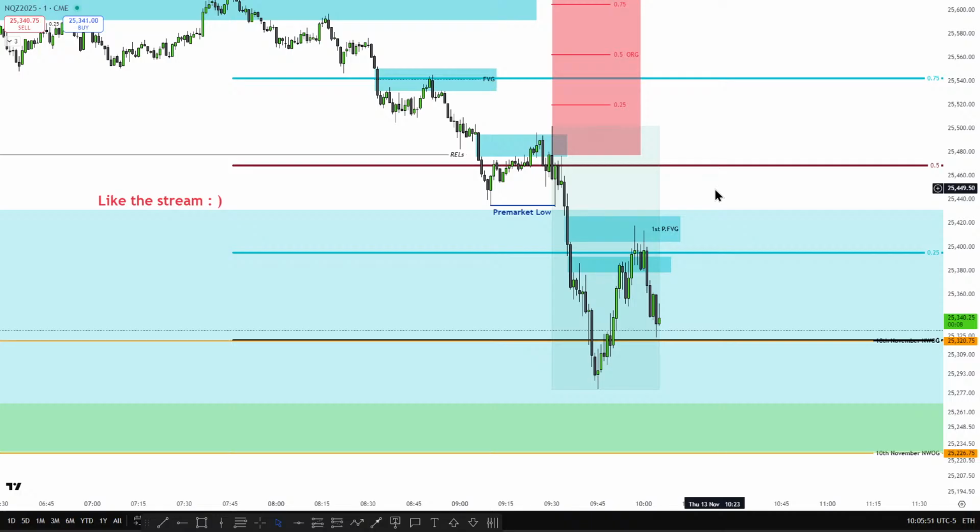Short first presented gap, nice. Real good. I would hold that into the liquidity void.